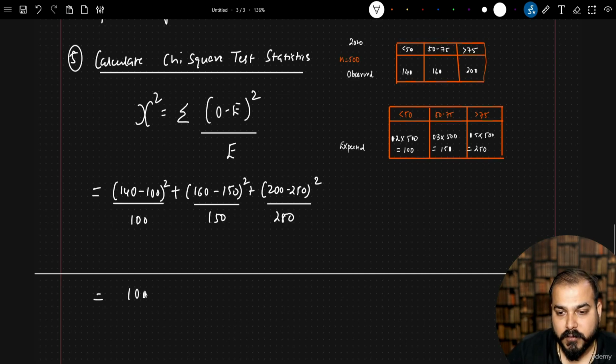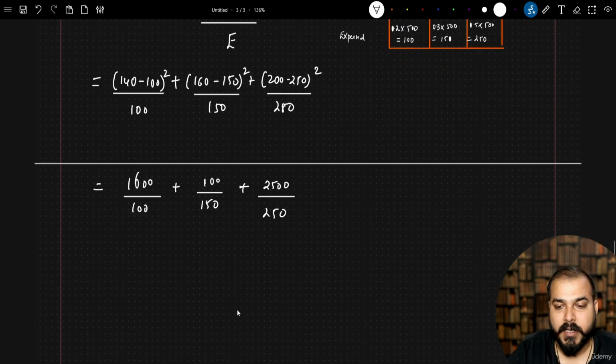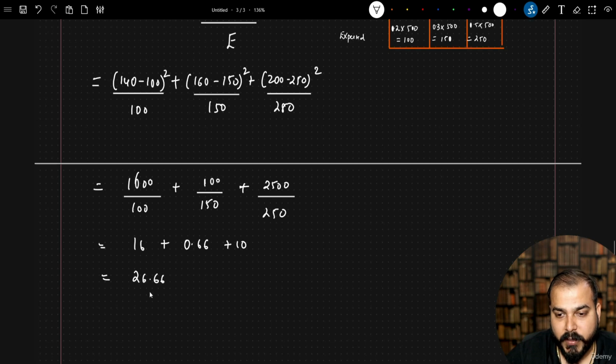Further we go ahead. So this will be 1600 divided by 100 plus 100 divided by 150 plus 50 square, 2500, divided by 250. So finally you will be able to see all my values over here, and we get 16 plus 0.66 plus 10. And overall, the value will be 26.66. So my chi-square is 26.66.